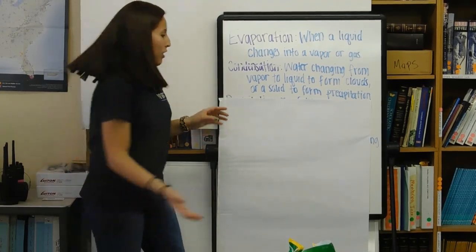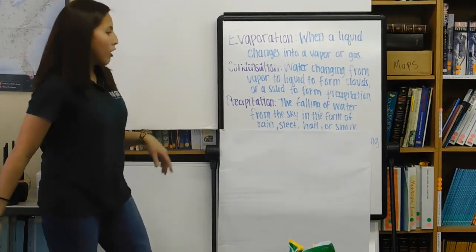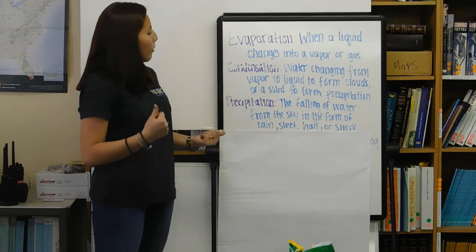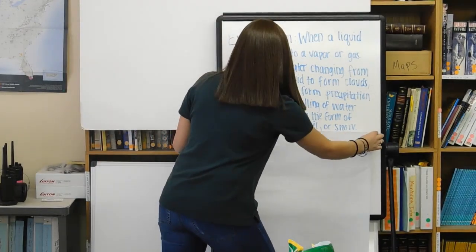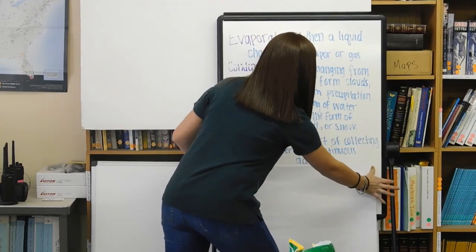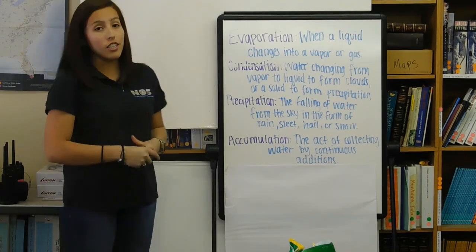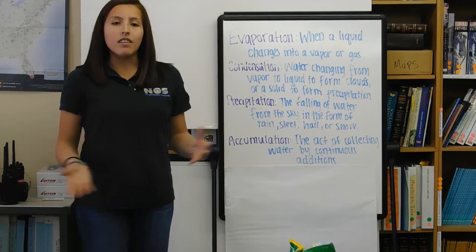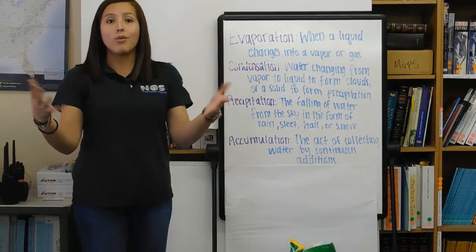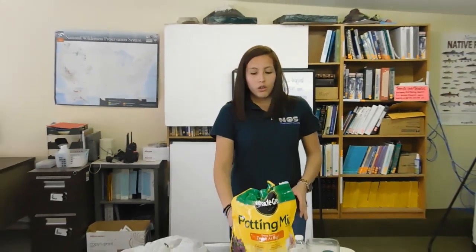What is precipitation then? Precipitation is the falling of water from the sky in the form of things like rain, sleet, hail, or snow. Okay? Next is accumulation. Accumulation is the act of collecting water by continuous addition. So when we have things like puddles, lakes, oceans, and stuff like that, all that water is accumulating down into one big giant puddle. Okay, so the water cycle in our terrarium is going to occur too.